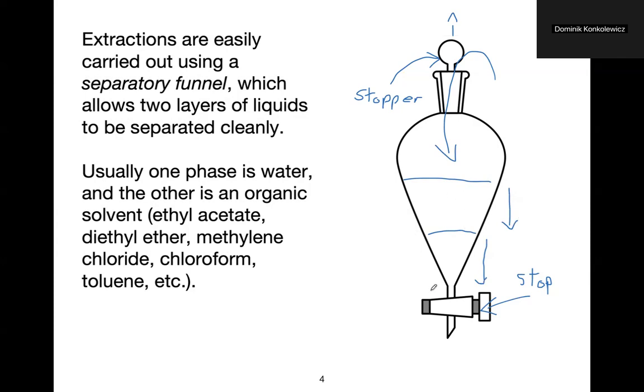So as we kind of mentioned, in the context of organic chemistry, we like to use relatively pure organic solvents. One of the phases will be water. We can get that in high purity. The other one is an organic solvent. Commonly, things like ethyl acetate, which is what we use in this lab, diethyl ether, methylene chloride, also called dichloromethane, chloroform, toluene, etc. These are all organic liquids.